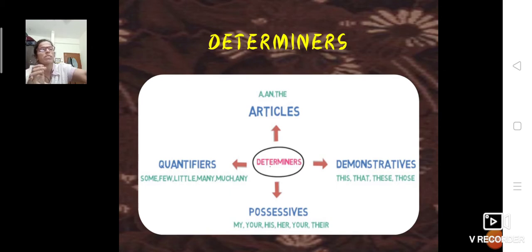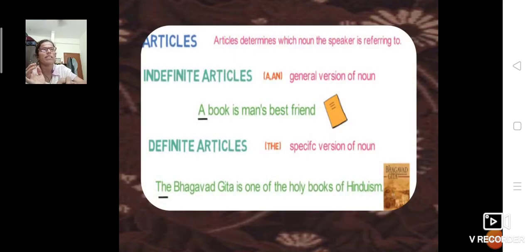So just let us have a small glance on this topic. Yes, the first one is the articles. So what are articles? Articles determine which noun the speaker is referring to. Okay, it means about which noun they are talking about, it refers to that. That's it. So indefinite articles, I had told you before, are a and an.